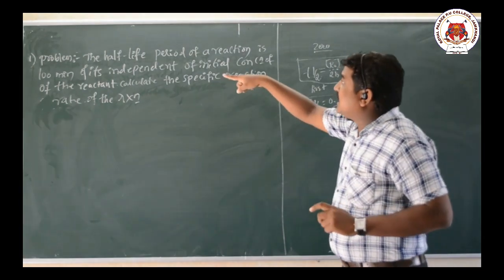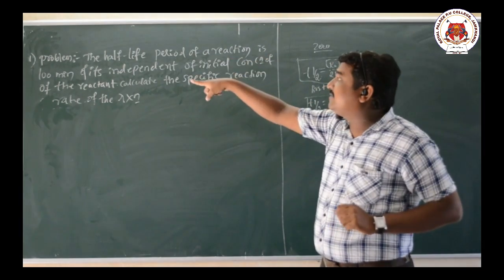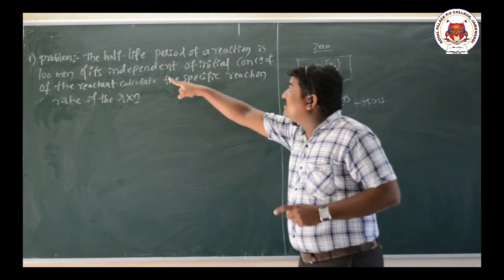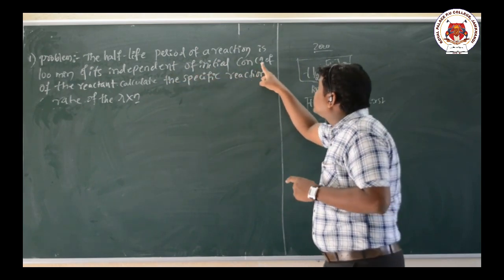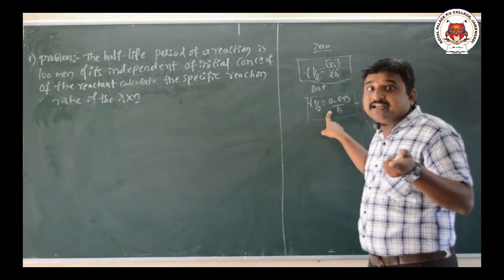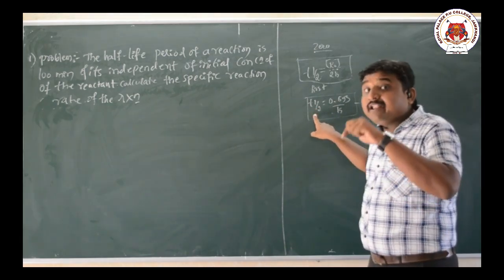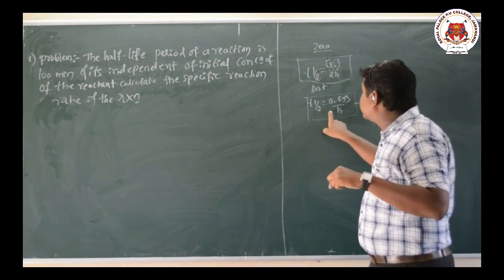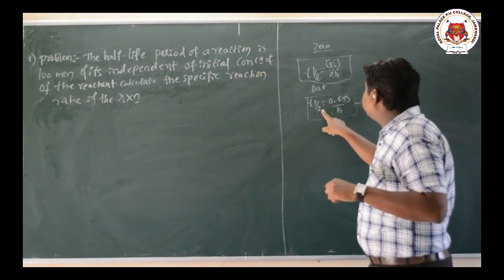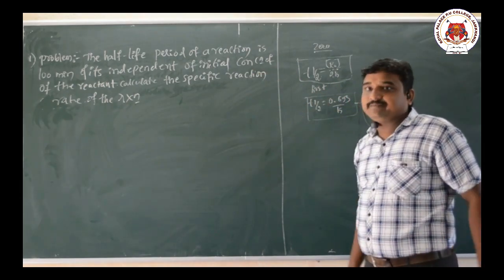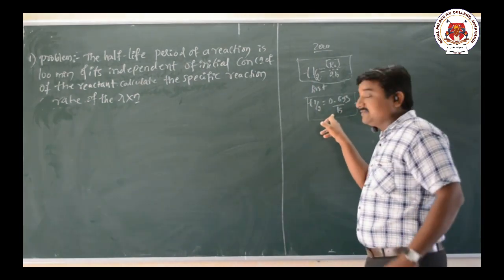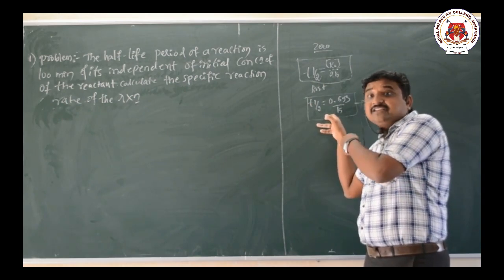Now here, the half-life period of the reaction is 100 minutes and it is independent of initial concentration. So there is no R naught, which indicates that the half-life is independent of the initial concentration. Hence that reaction is a first order reaction. Since the half-life is independent of initial concentration, the reaction is first order.